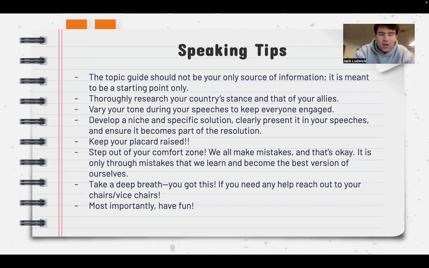Maybe research things that your country has done. Maybe research more stuff about a specific issue. That is really going to help set you apart when it's time to propose solutions and ideas.